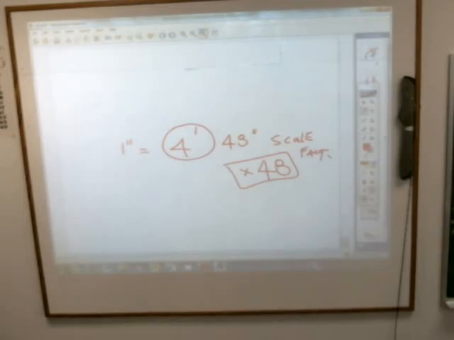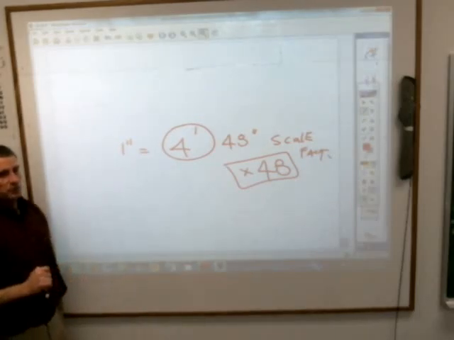And then the next question is, what would be the length of a room that is 5 inches by 4 inches? What do you suppose you're going to have to do there?